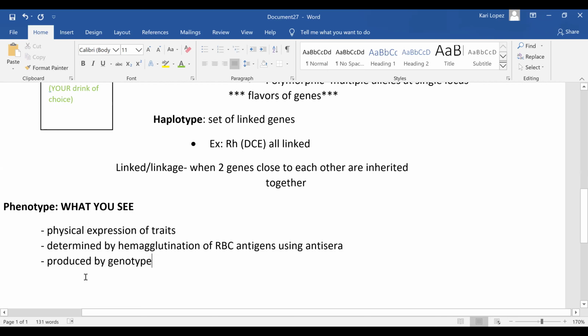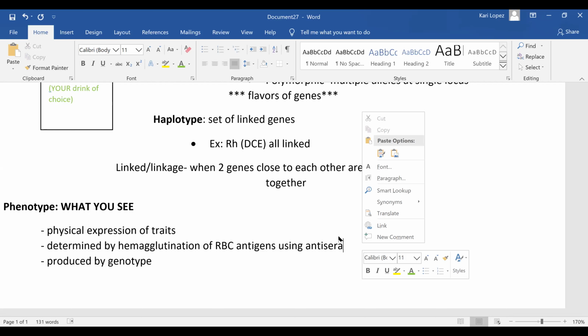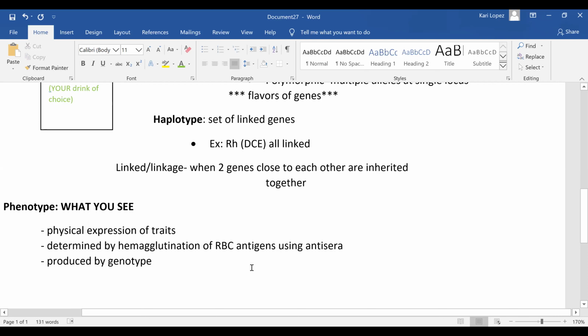That's going to be your forward typing. So determined by hemagglutination of red blood cell antigens using anti-sera is just a fancy way of saying forward typing, because that hemagglutination is what most of your blood bank tests are based on. So it's produced by your genotype, and we'll talk about that in a minute. But you have a genotype, and through that is how you get your phenotype.